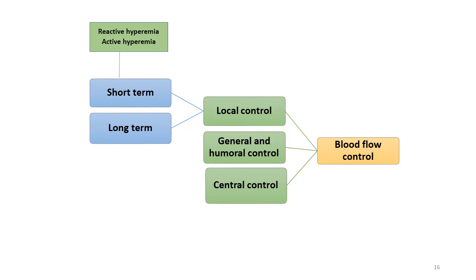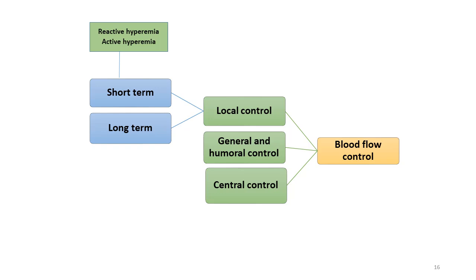But what about long-term local control of blood flow? During permanent or chronic exercise, or any reason that increases blood flow locally, we can see long-term local control of blood flow. We find growth factors enhanced in that part of the body, and these growth factors help angiogenesis and increase the capillary bed in that part. These are the local controls of blood flow.